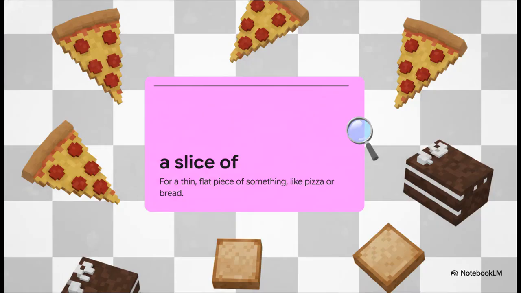Ooh, and now for my favorite, pizza! You don't usually eat the whole thing at once, do you? No way. You eat one piece, and that one piece is called a slice. This word is just perfect for talking about one part of a bigger food, like a slice of pizza, a slice of bread, or a slice of cake.